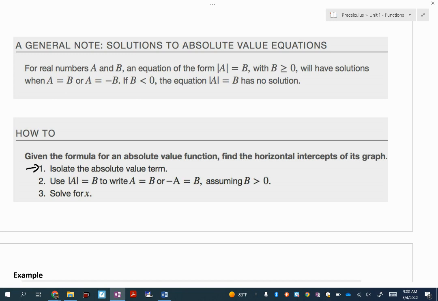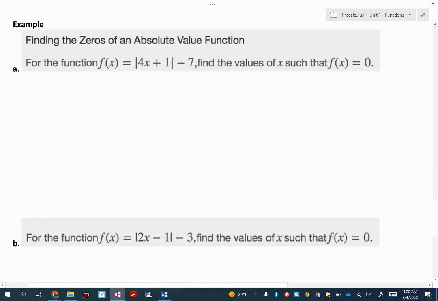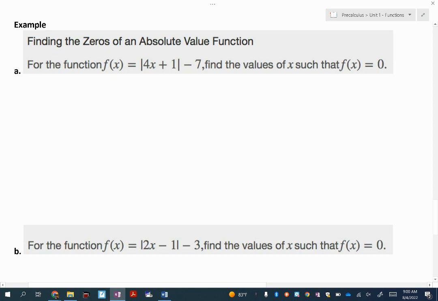All right, so I'll show you how to do this, and then we'll talk a little bit about something that could happen that should be like alarm bells for you, okay? All right, so this function says the absolute value of 4x plus 1, minus 7, and I'm going to solve for the values of x that are going to make this equal to 0.